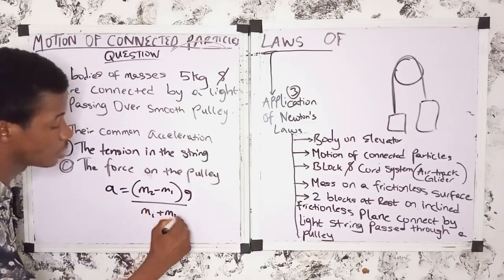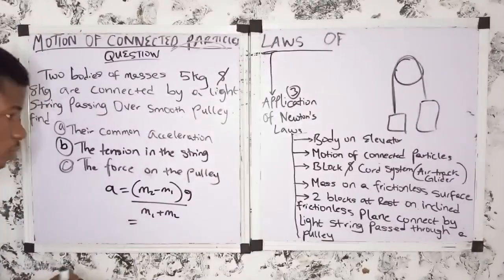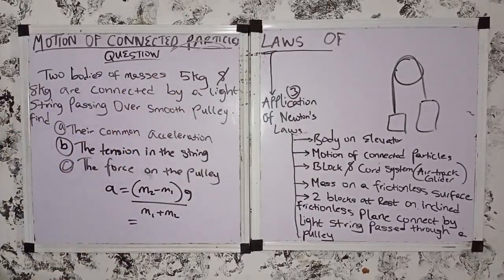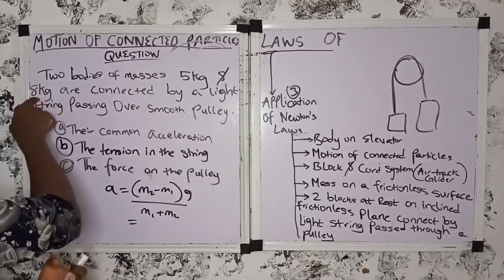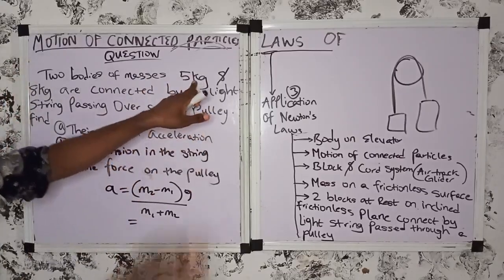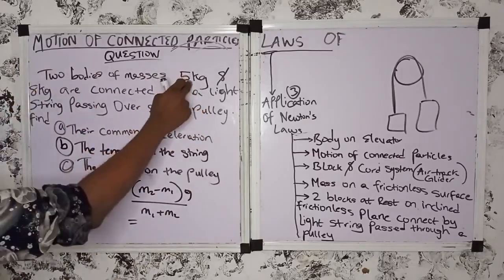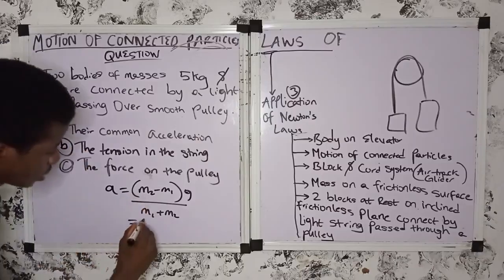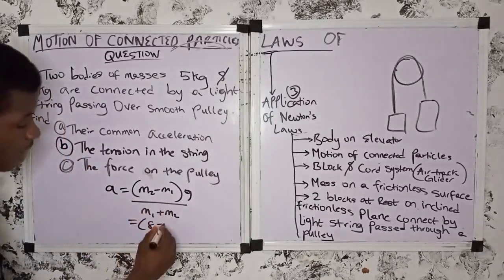M1 plus M2. The very first mass in the question is M1, while the second mass is M2. This is the first mass mentioned in the question, and this is the second mass. So this one is M1, while this one will be M2. Our M2 is 8, so 8 minus M1, which is 5.